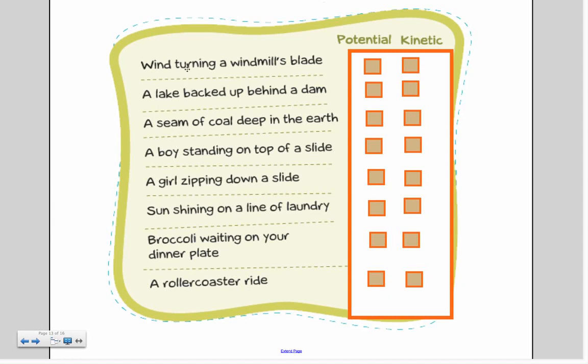So your objective is to go through these 8 little scenarios and put a check mark in each box. Yes, they can be both. No, there are not any that are neither one. So everything has at least 1 box checked.